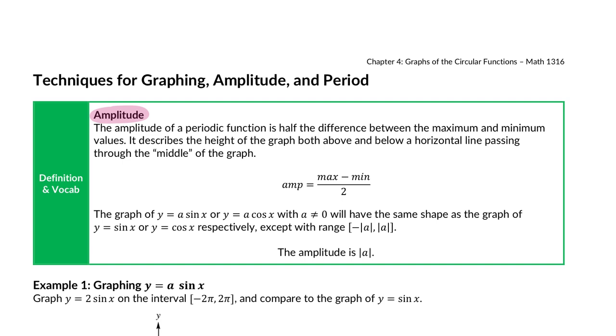We have this formula for amplitude. It is max minus min divided by 2. It's the difference between the maximum and minimum values, half of it.